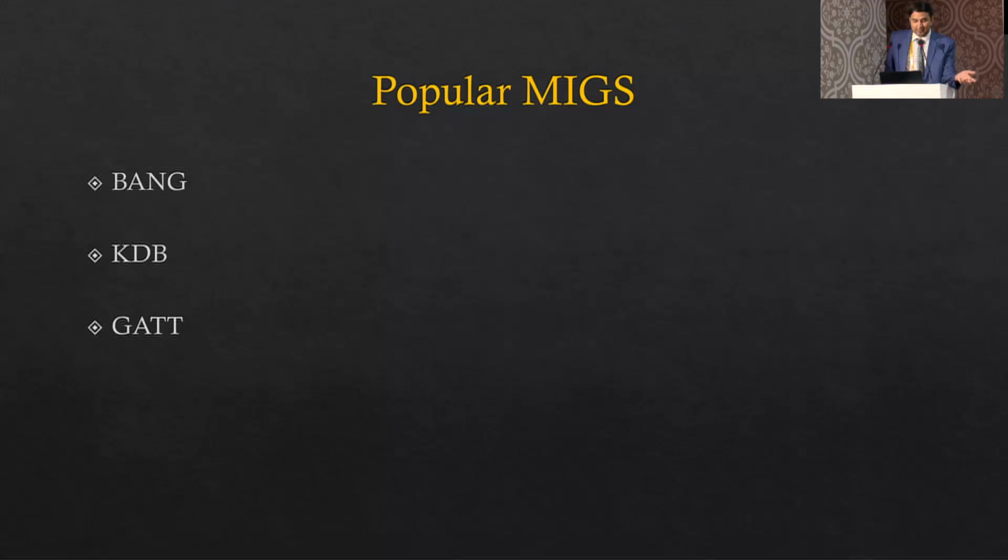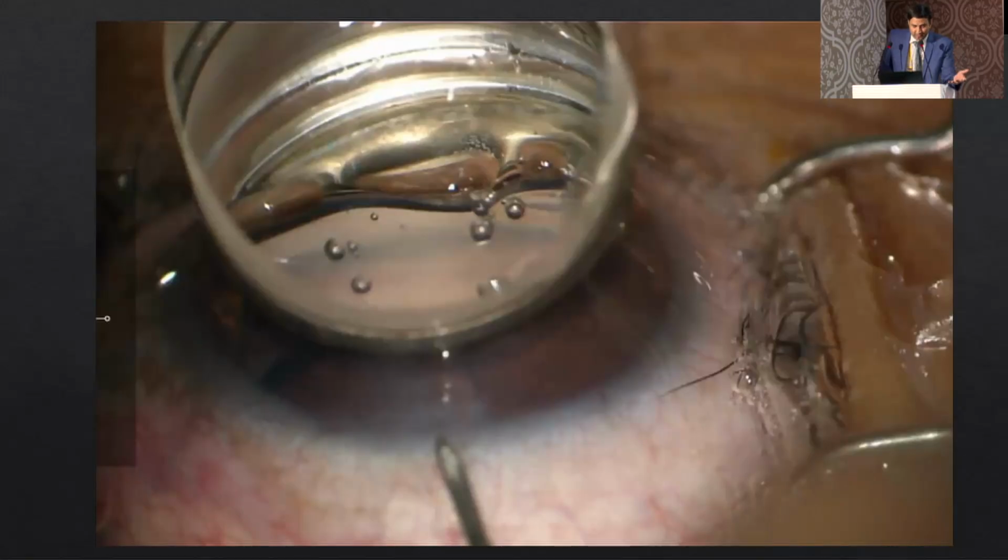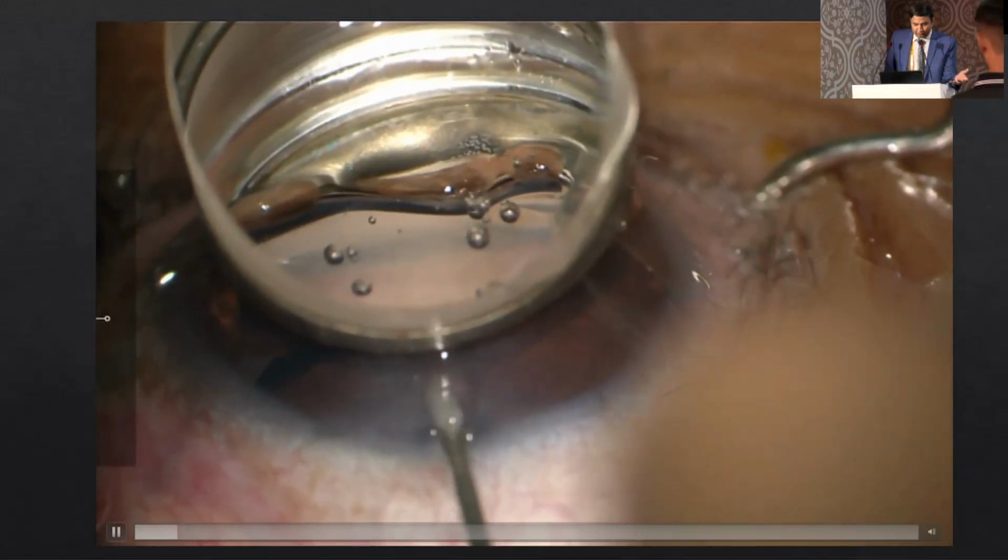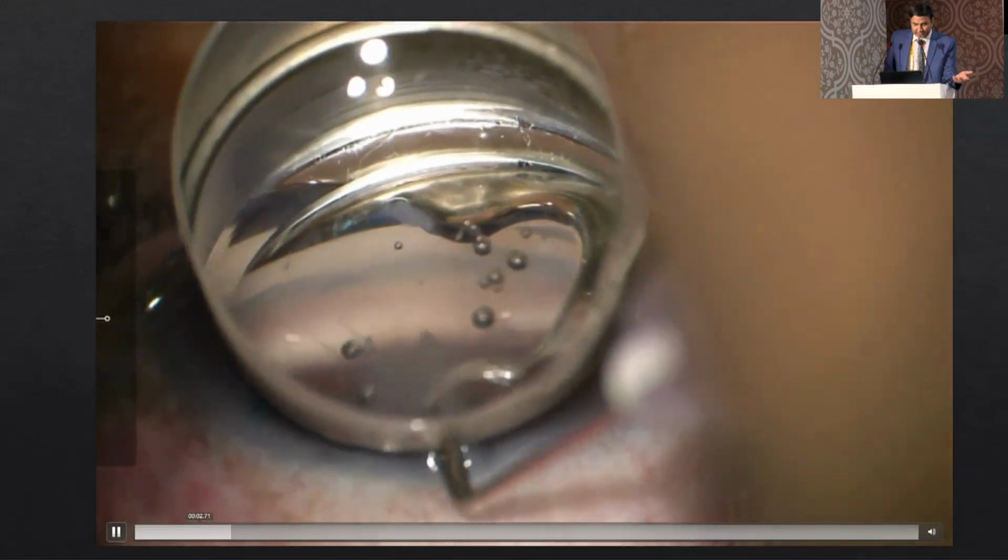There are a lot of implants, but non-implant based MIGS are popular in India, like BANG, KDB, and GATT. BANG is basically bent angle needle goniotomy. Nowadays it is the most commonly done MIGS procedure in India. And I think all cataract surgeons who are doing cataract surgery in glaucoma patients should do cataract with BANG nowadays. I'll be showing a video. This is a video of goniotomy in a pediatric patient. It is very handy in those cases.